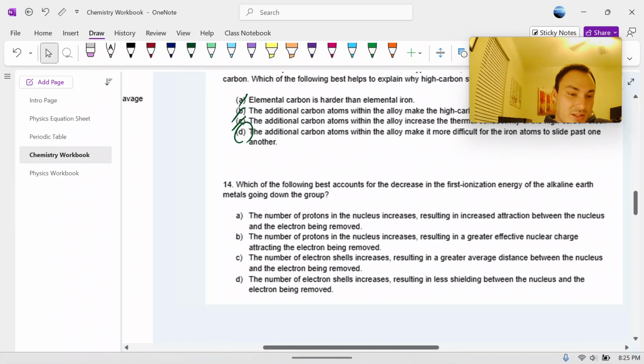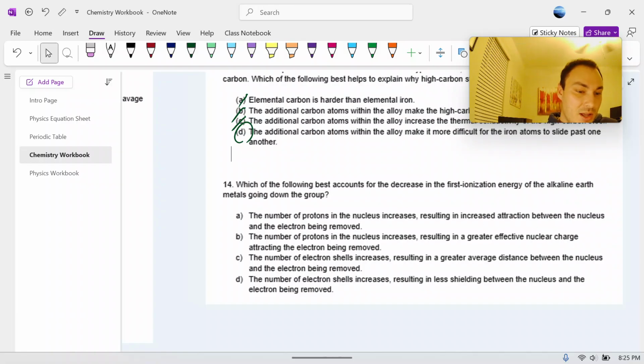The number of protons in the nucleus increases. That is a thing, but that would cause an increase in ionization energy. It's not that. The number of electron shells increases, resulting in a greater average distance between the nucleus and the electrons. That is the answer. That's what we're looking for.